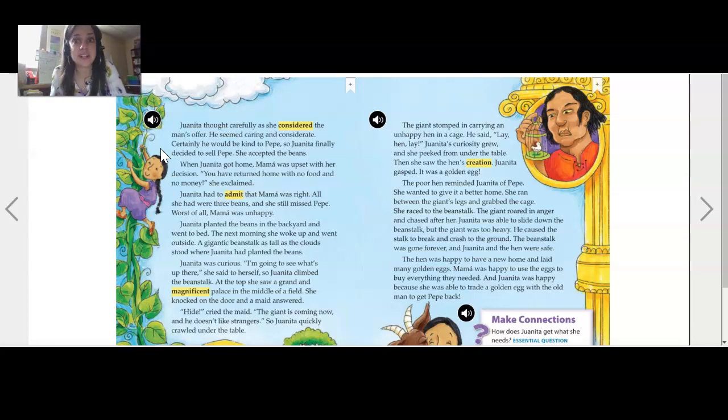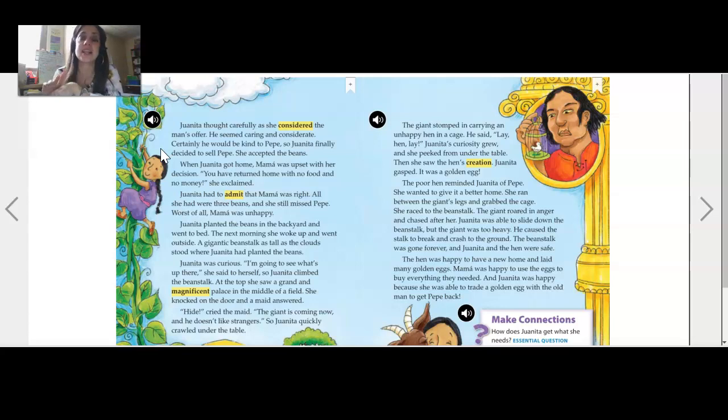There's a magical event taking place. There's no such thing as giants. There's no such thing as a beanstalk bringing you up into a fairyland above the clouds. And there's no such thing as hens laying golden eggs. So there are some key details that support that this is a fairy tale with magical events and characters.